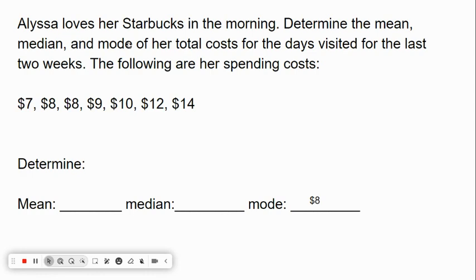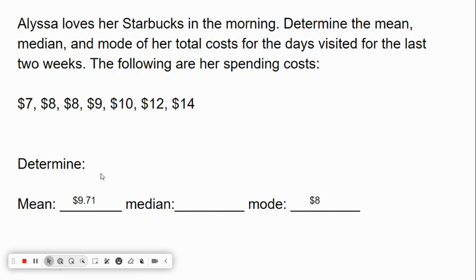Alright, so you should be coming back from doing this problem on your own. For the mean, we should have added all these together. So we do 7 plus 8 plus 8 plus 9 plus 10 plus 12 plus 14. And if we add those together and divide by 1, 2, 3, 4, 5, 6, 7, we should find out that our mean is $9.71.